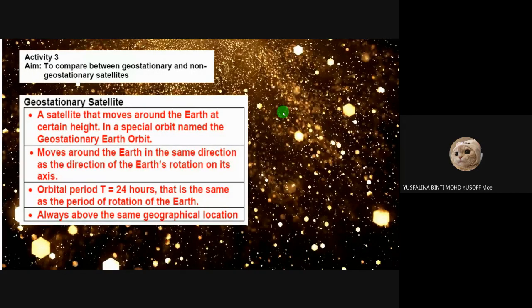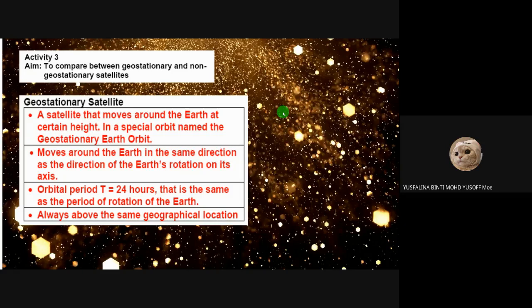That's the characteristic of the geostationary satellite. The orbital period, T, is equal to 24 hours. So that is the same as the period of the rotation of the Earth. One complete rotation of the Earth is equal to 24 hours, right? So the satellite also rotates with the same period.